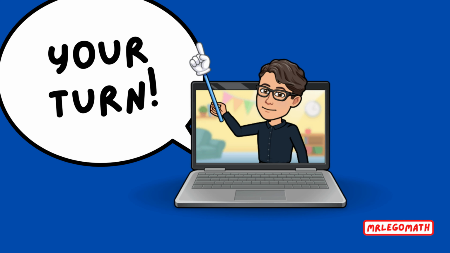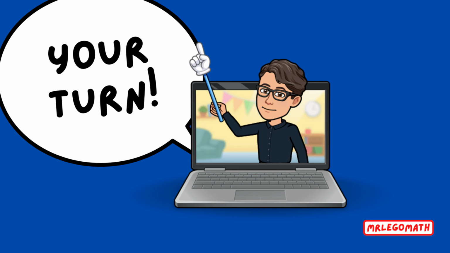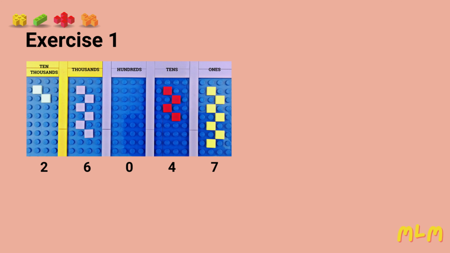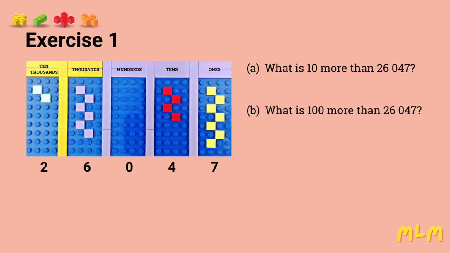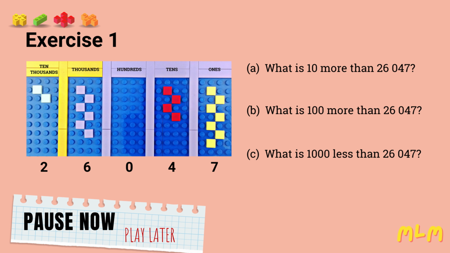Alright, LEGO Math learners, it's now your turn to apply what you've learned from the lesson today. Let's have the following exercises. Study the LEGO dots on each column. What is 10 more than 26,047? What is 100 more than 26,047? What is 1,000 less than 26,047? Pause the video and think about the answers. Play it again to see if your answers are correct.